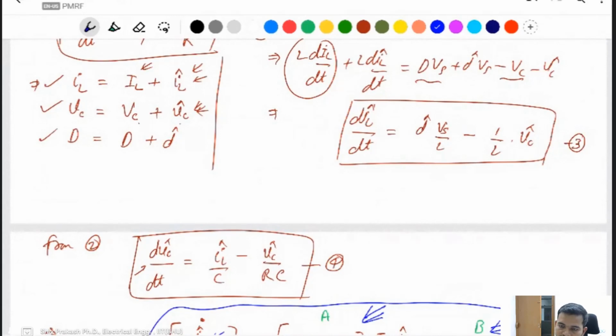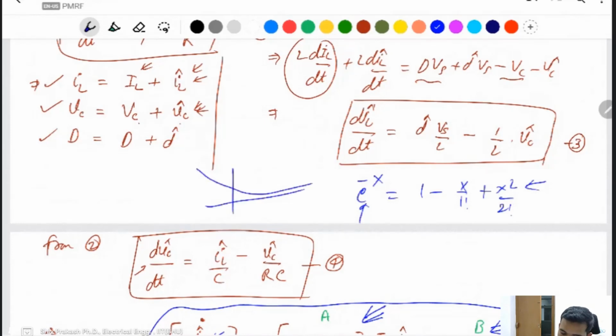There are several methods, like the Lagrange method. You know about the Lagrange series? Yes, sir. e power x is equal to 1 plus x plus x square by 2 factorial and so on. Here e power x is a nonlinear function, but if you take only the term 1 plus x, then it will be linear.